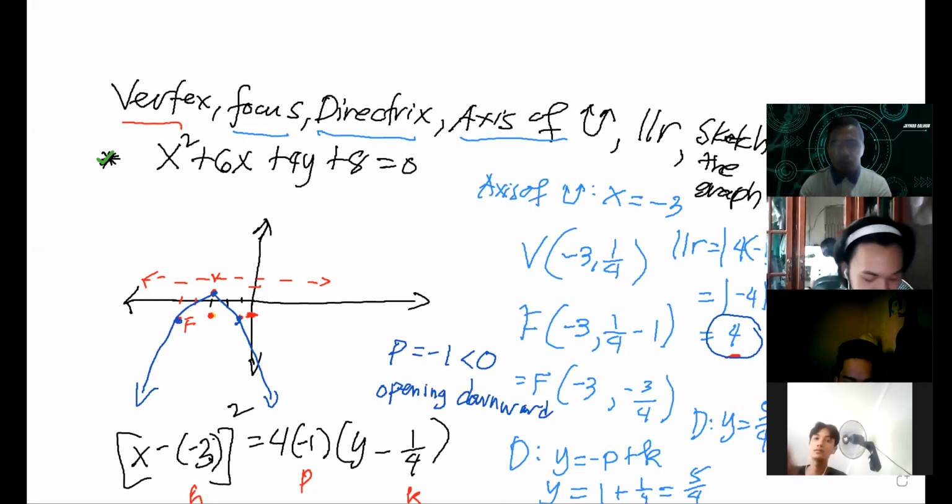We will have one more example. The other example is this one. Let me erase everything. Say for example, I give you this one. Okay. How about you are asked to find the same thing as earlier? You will be looking for the vertex, focus, directrix, axis of the parabola, length of the latus rectum, and you sketch the graph.